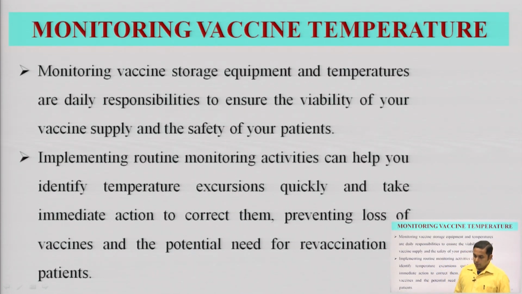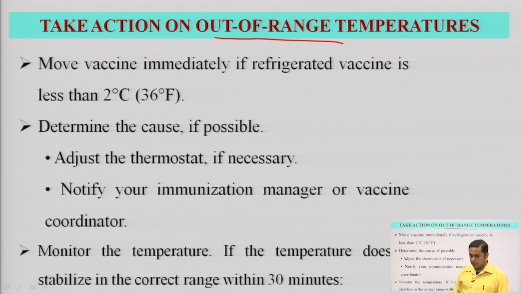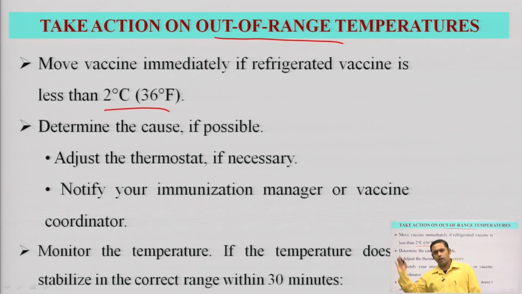So, you need to use the temperature monitoring device, and you have to monitor the temperature periodically. You have to see how the temperature is increasing and decreasing, and routinely monitor. You should have a logbook. If the temperature is going out of control, what will you do? You should move the vaccines immediately if the refrigerator is below your desired temperature. Here I have mentioned 2 degree centigrade for our example, whatever I am showing you.